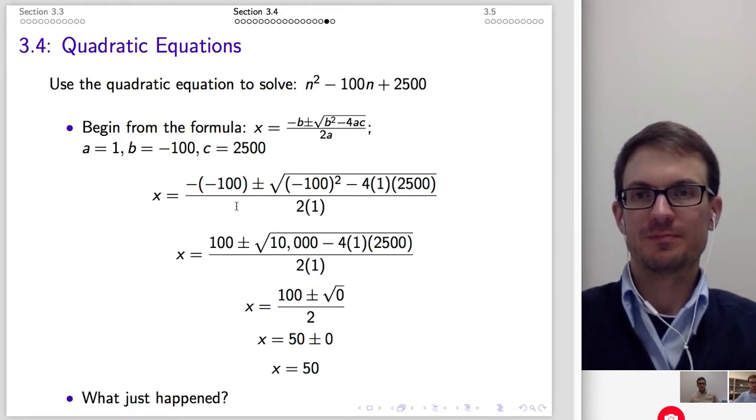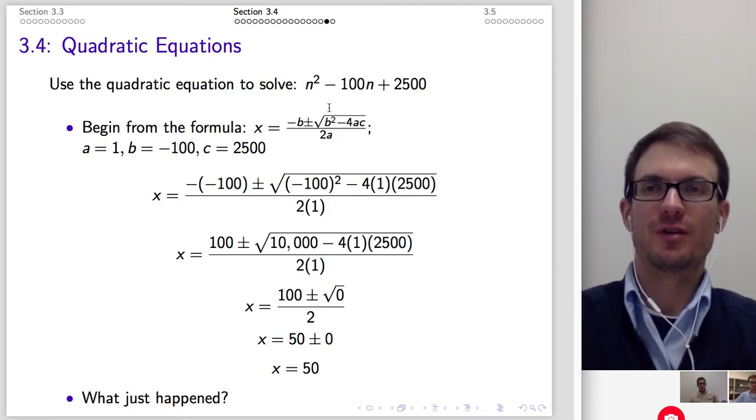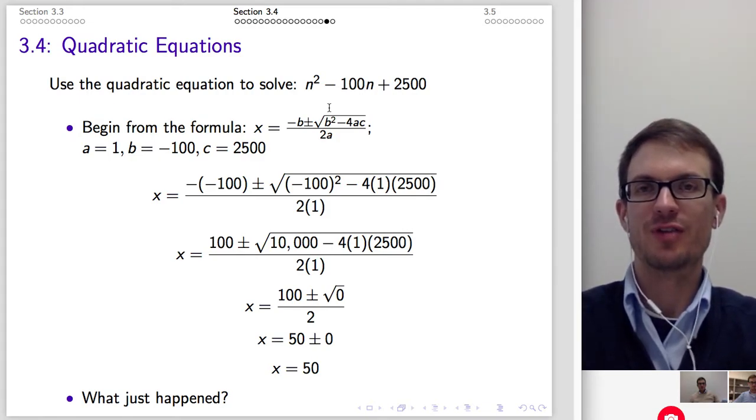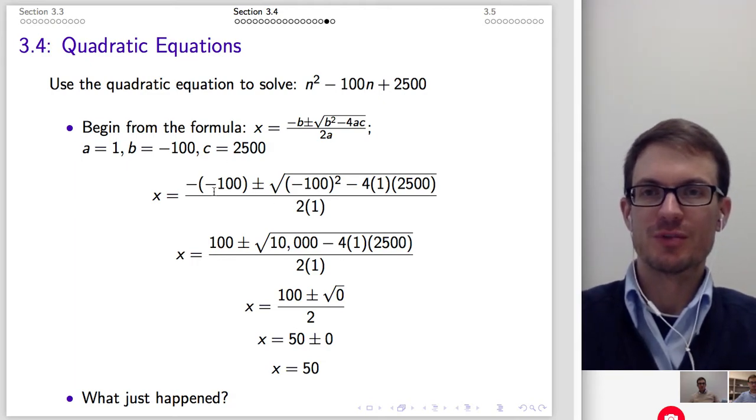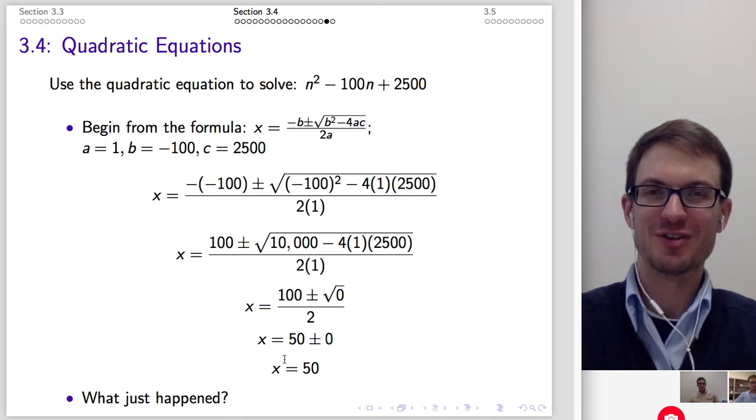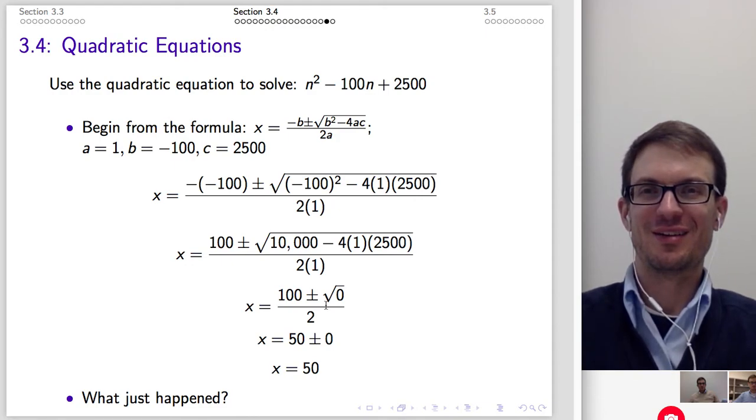So, all right. Here's the other one. Use the quadratic equation to solve n squared minus 100n plus 2,500. So here we're just substituting minus b, so minus 100 plus or minus the square root of 100 squared minus 4 times 1 times 2,500. So we get 10,000 minus 10,000. Oh, that's cool. This is just 0, right? So we get x is equal to 100 plus or minus 0 divided by 2. Or x is equal to 50 plus or minus 0, or x is equal to 50. What on earth happened? Well, the square root of 0 is 0. So there's just one solution.